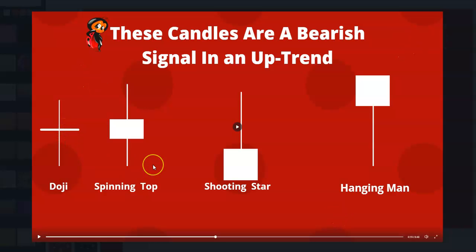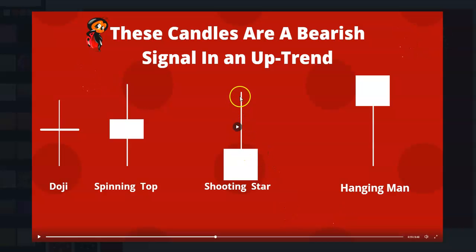Then we have the spinning top. With the spinning top, there's a tug of war between the bulls and the bears. You have the smaller body, and then you have a longer wick on both sides of that smaller body.